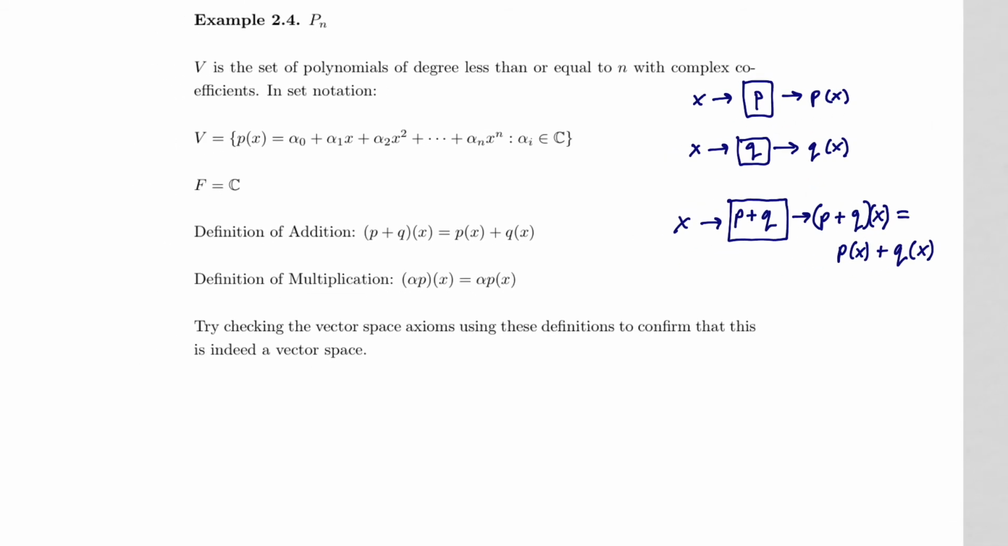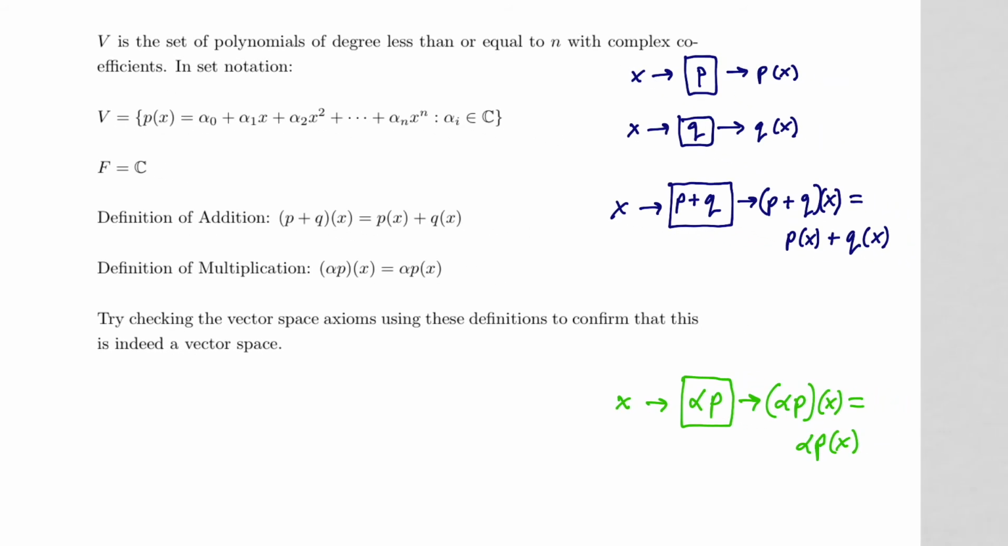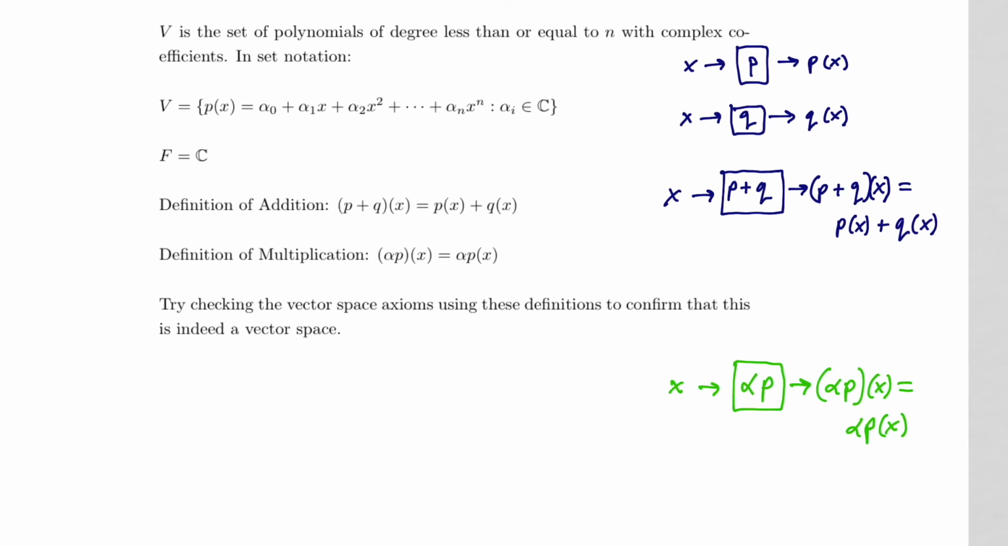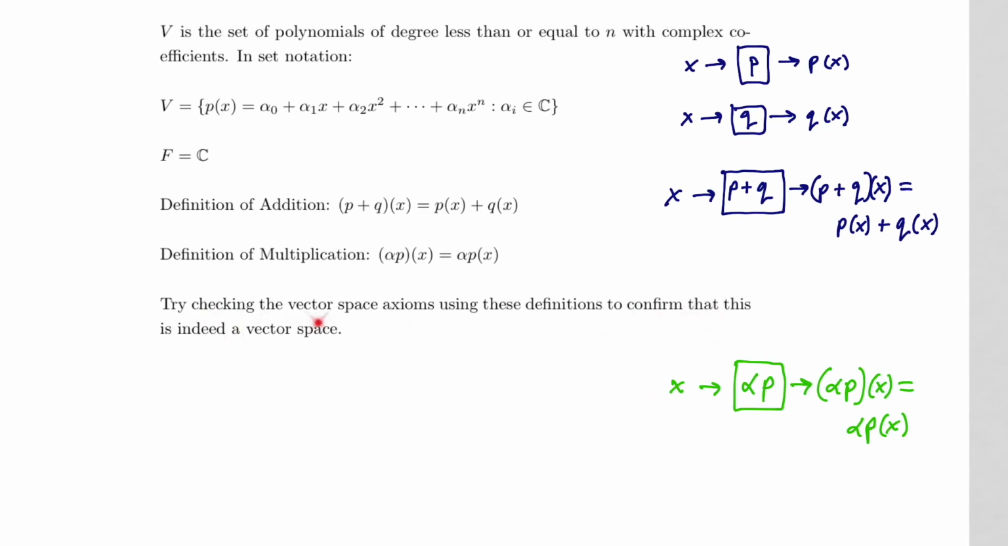Similarly, multiplication is defined like this. The product alpha p of x is alpha times p of x. We can diagram that one down here. Here's my new polynomial alpha times p. The input is x, the output is alpha p of x, which is defined to be simply this number back up here, p of x, multiplied by alpha. You can check the vector space axioms on their own for this one. I'll skip that for the sake of time.